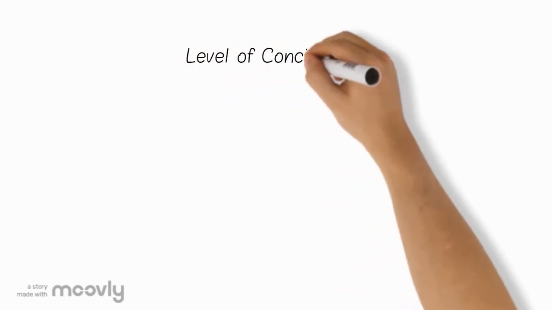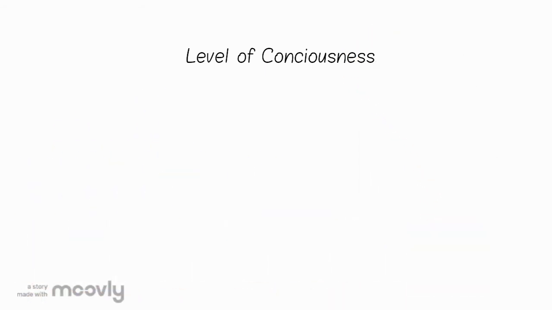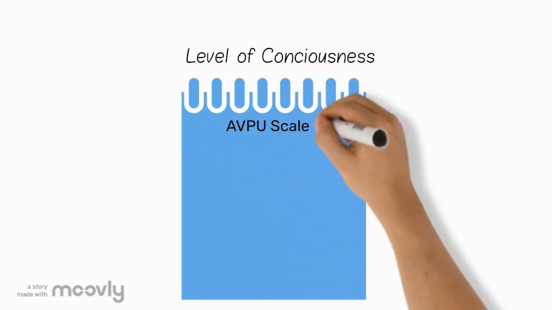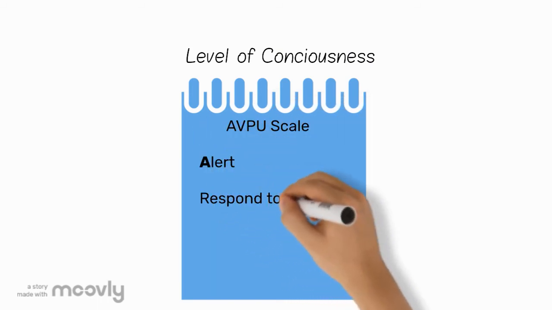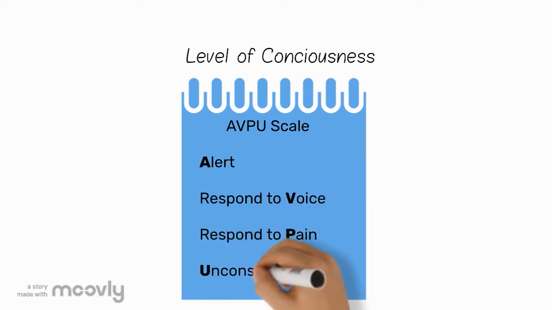Patients should respond to verbal stimulation and be oriented to person, place, and time. A change in level of consciousness can be a sign of shock. There are many different scales to assess level of consciousness, including the Glasgow Coma Scale and the AVPU scale, which looks at if a patient is awake and alert, if they respond to verbal stimulation, if they respond to painful stimulation, or if they are unconscious.